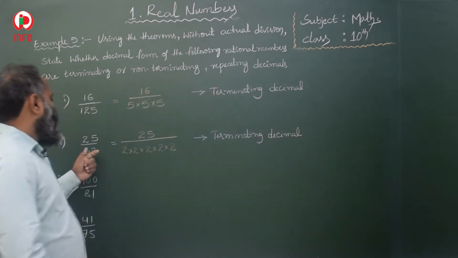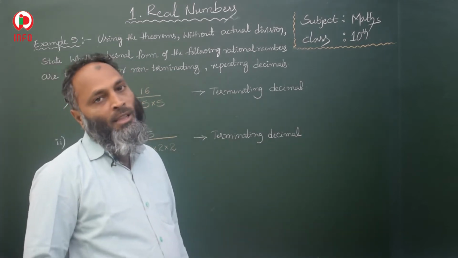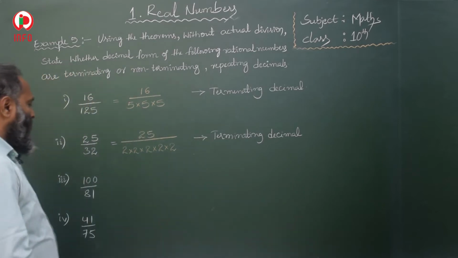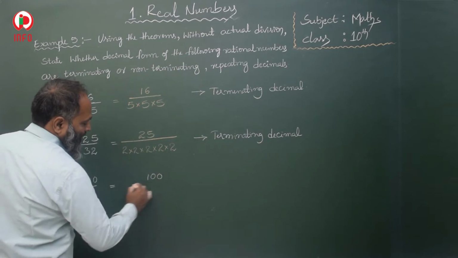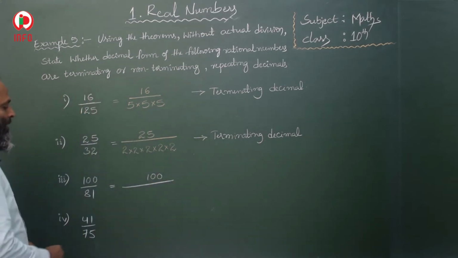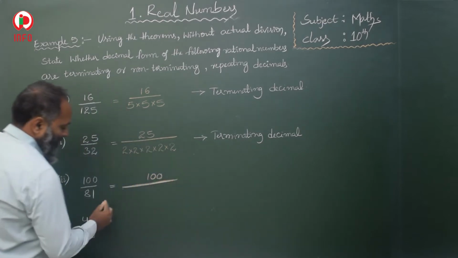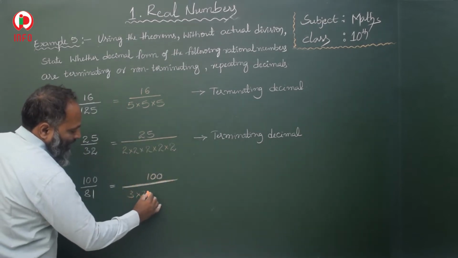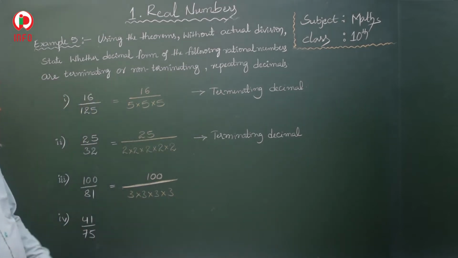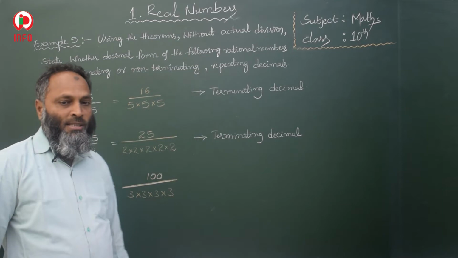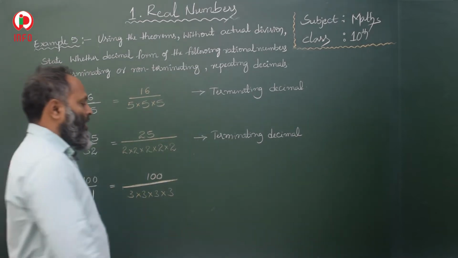So if the denominator is a product of 5s, or product of 2s, or 2s and 5s, then that is a terminating decimal. Now 100/81, the numerator same, then split the denominator as a product of prime factors, that is 81. 3 3s are 9, 9 3s are 27, 27 3s are 81. So here the denominator is a product of 3s, so it is a non terminating decimal.